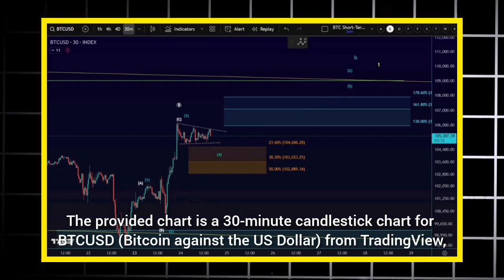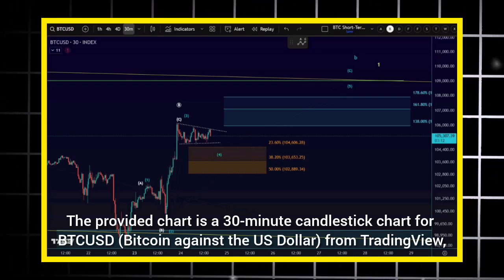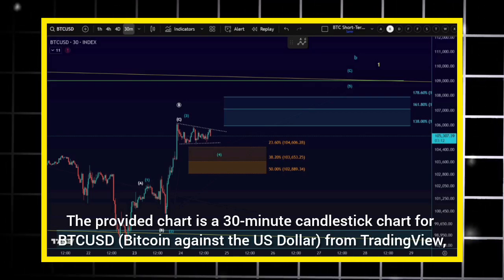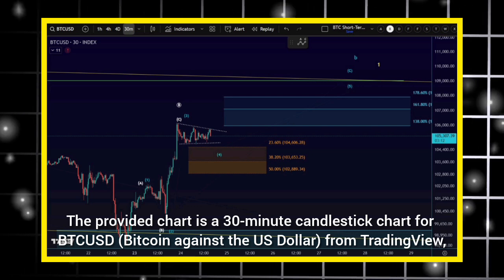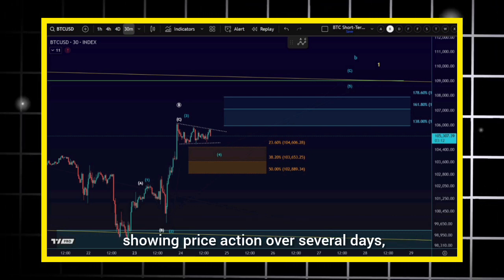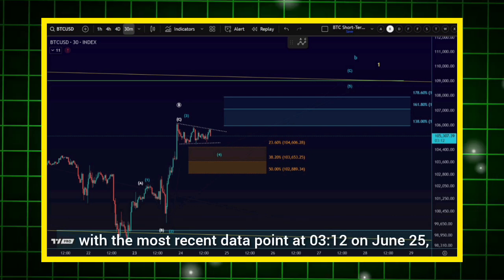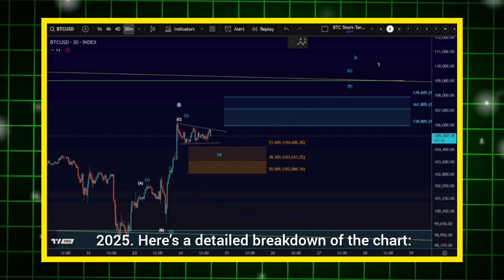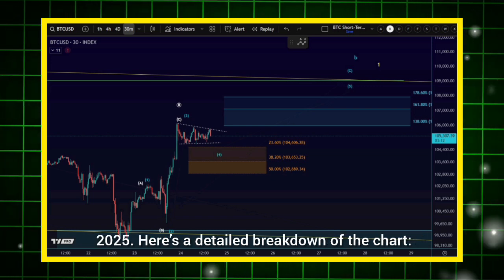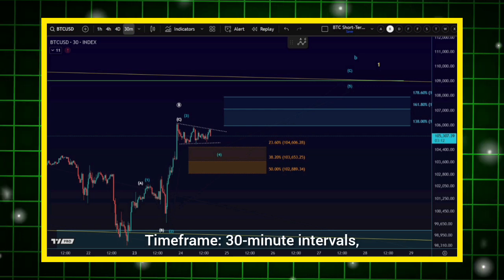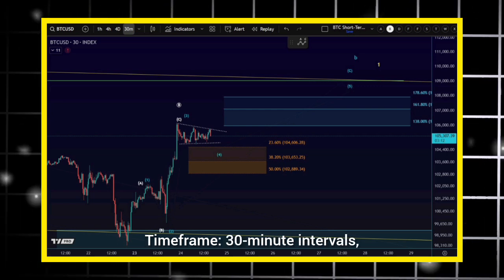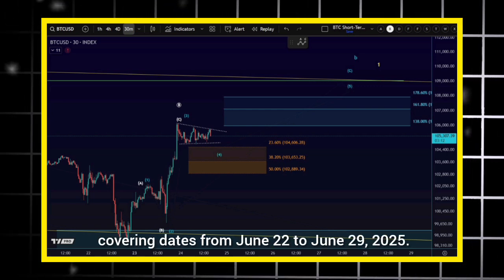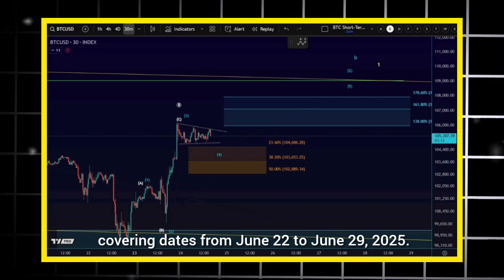The provided chart is a 30-minute candlestick chart for BTCUSD, Bitcoin against the US dollar, from TradingView, showing price action over several days, with the most recent data point at 3:12 on June 25, 2025. Here's a detailed breakdown of the chart. 1. Timeframe and price levels.